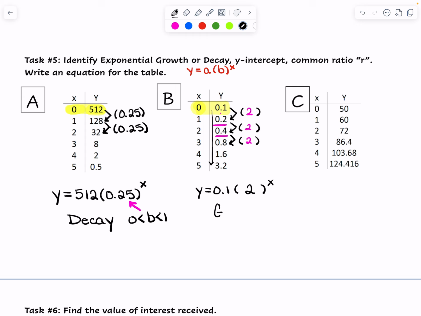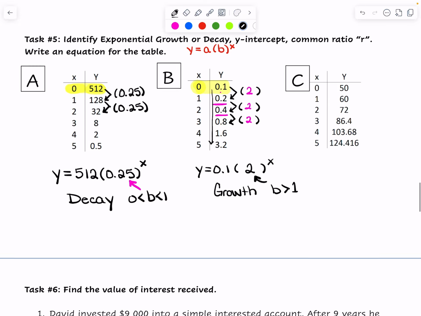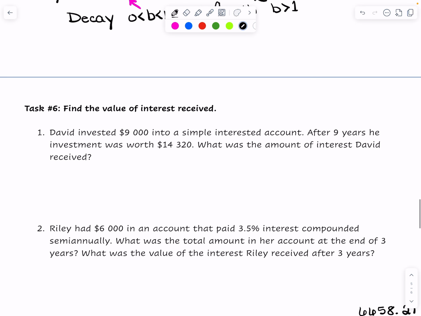So in that case, it is a growth. When it's a growth, b is greater than 1. So make sure that your b value is greater than 1. All right, let's go on to our last task.